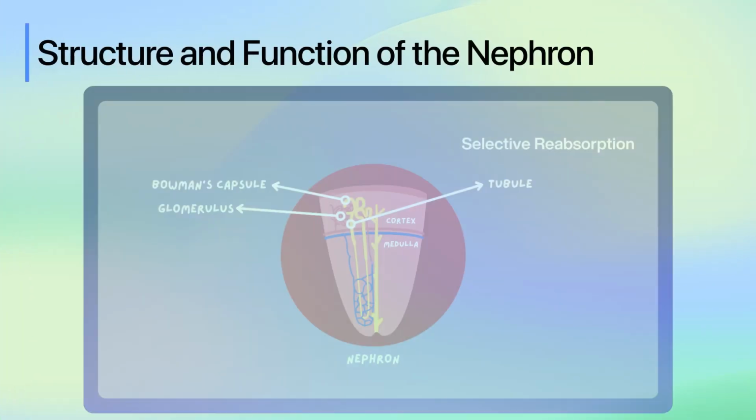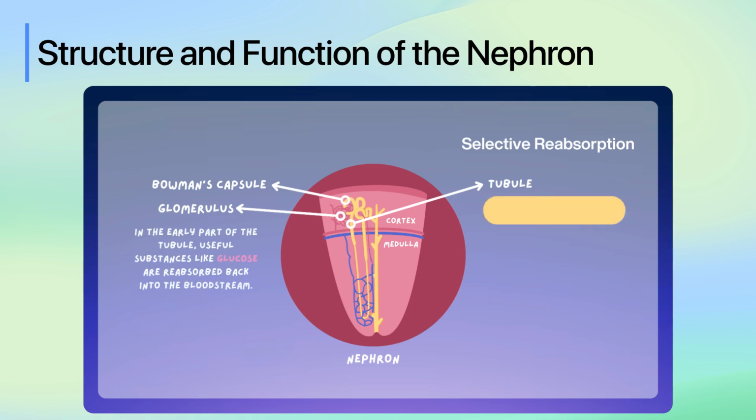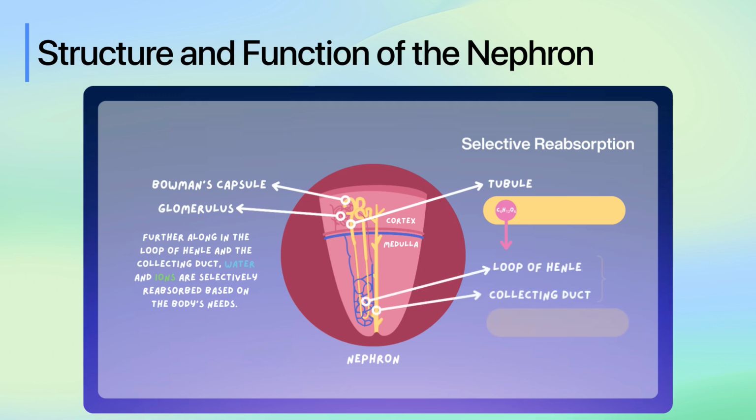Next, we'll look at selective reabsorption. The filtered substances then move into the tubule of the nephron. In the early part of the tubule, useful substances like glucose are reabsorbed back into the bloodstream. Further along, in the loop of Henle and the collecting duct, water and ions are selectively reabsorbed based on the body's needs.